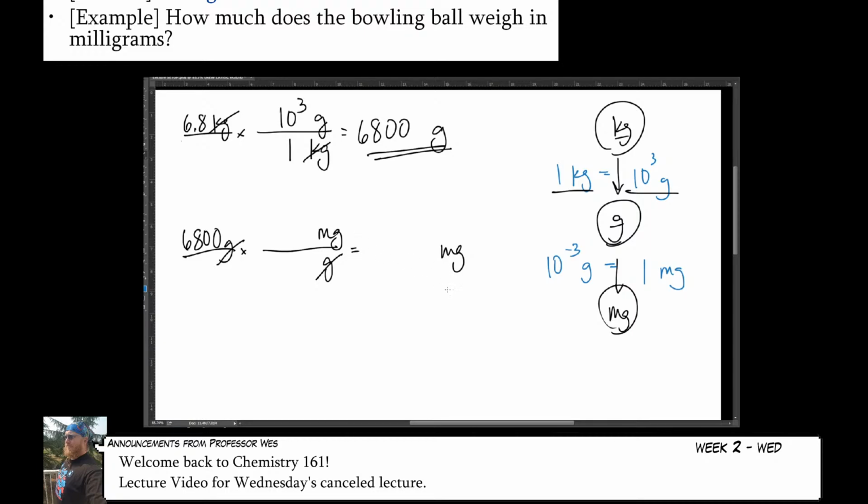Once all the units are set up, we can do the numbers. Milligrams was 1, grams was 10 to the minus 3. And so now I can do the calculation, punch it in my calculator, and I get this.